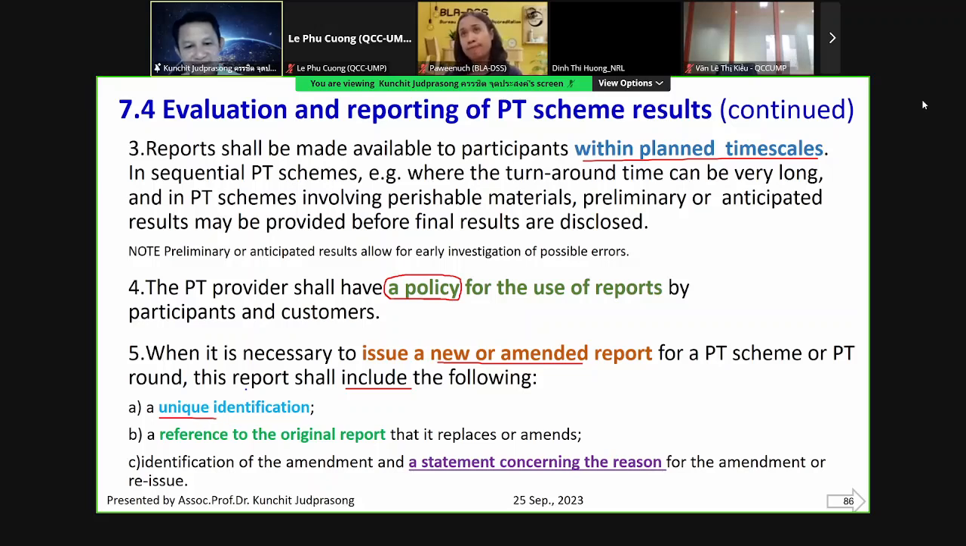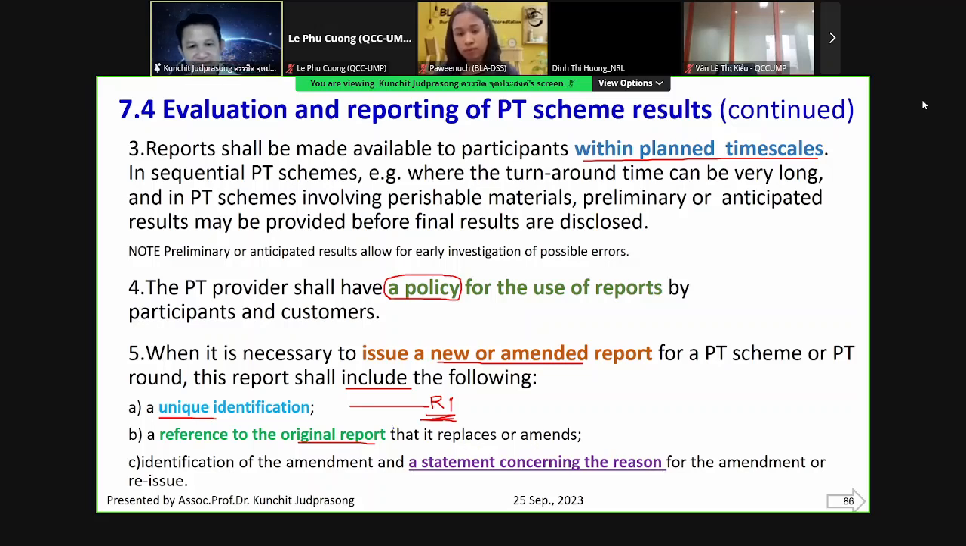Usually in Thailand, let's say you have a laboratory number, we have a division, and we put R1, R2, R3 after the identification number of the report. So when we get a report with an R, it means the original one was revised. A reference to the original report is the one that needs to be replaced or amended.